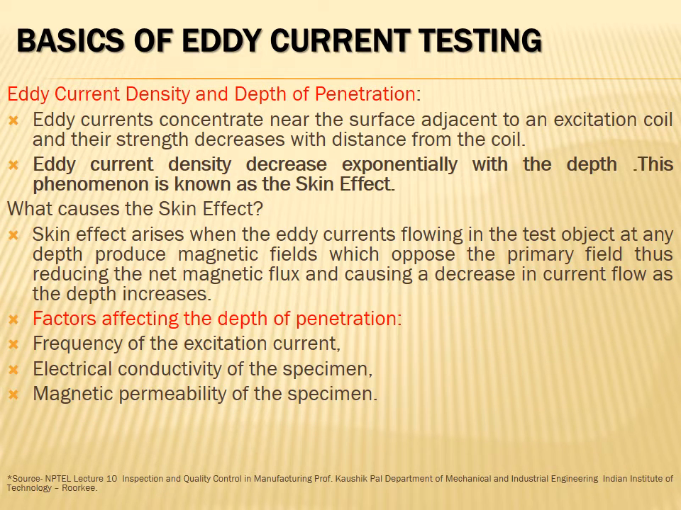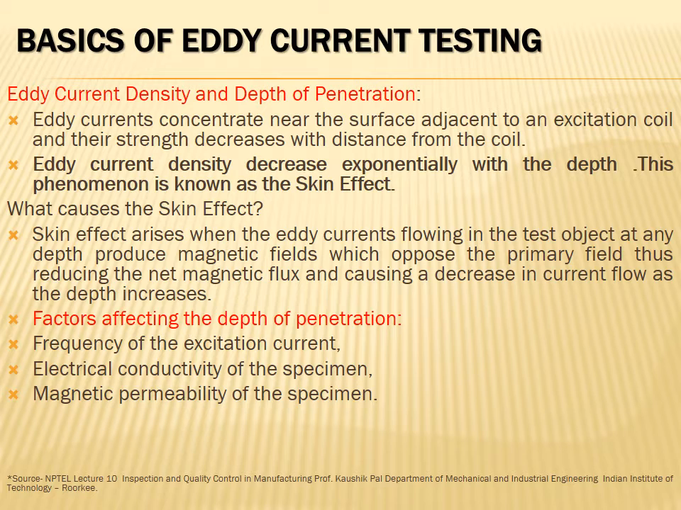So next is eddy current density and depth of penetration. Eddy current concentrates near the surface adjacent to an excitation coil, and its strength decreases with distance from the coil. When we move away from the coil, the strength of that particular current decreases. So that means a thin sample can be more easily detected than a thick sample in case of eddy current testing. So eddy current density decreases exponentially with depth. This phenomenon is known as the skin effect.